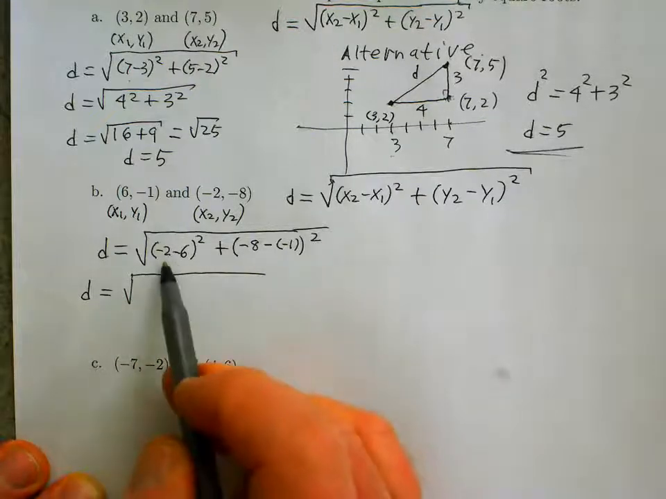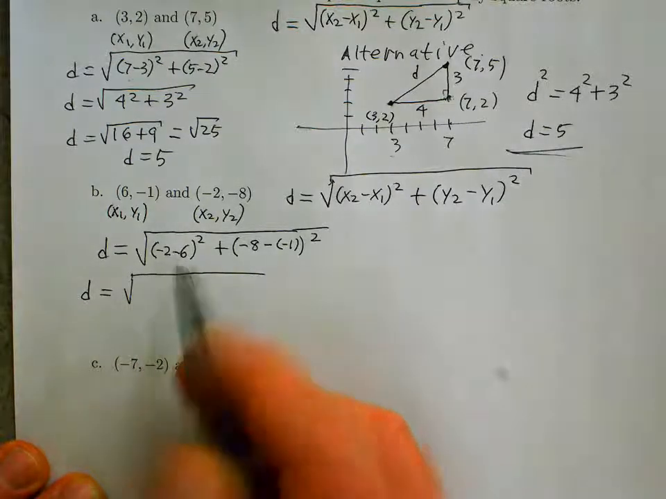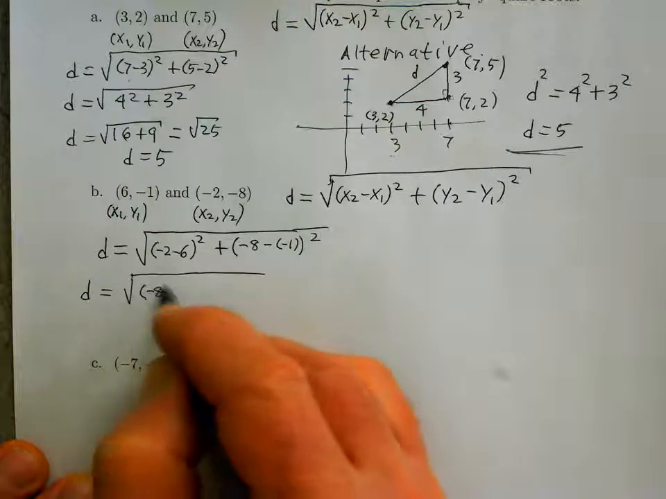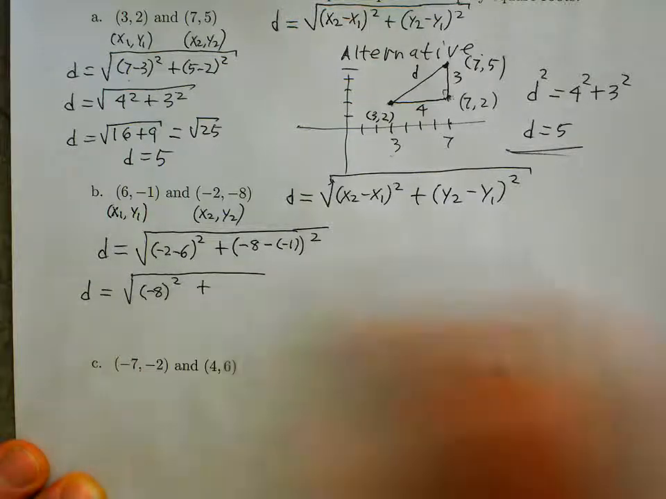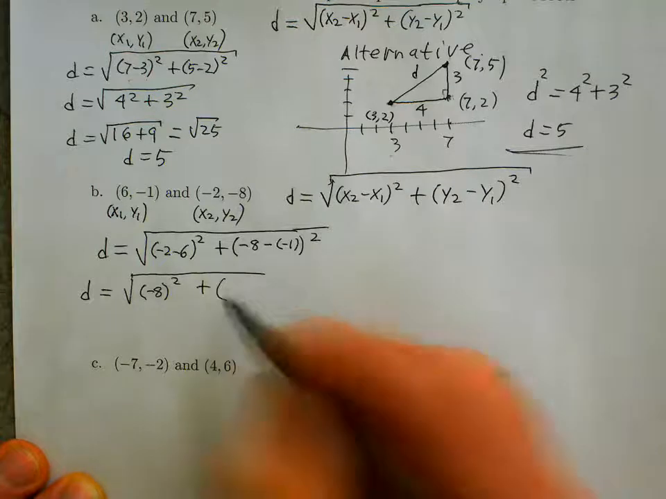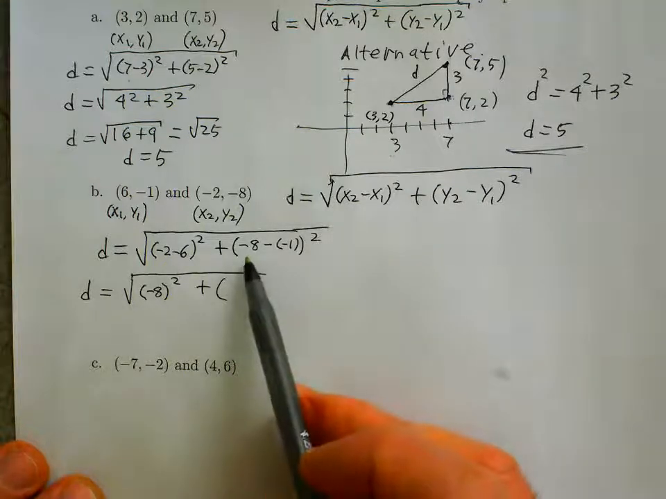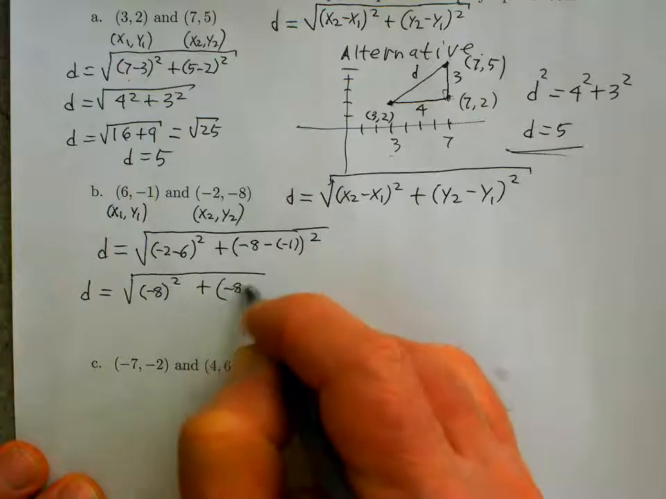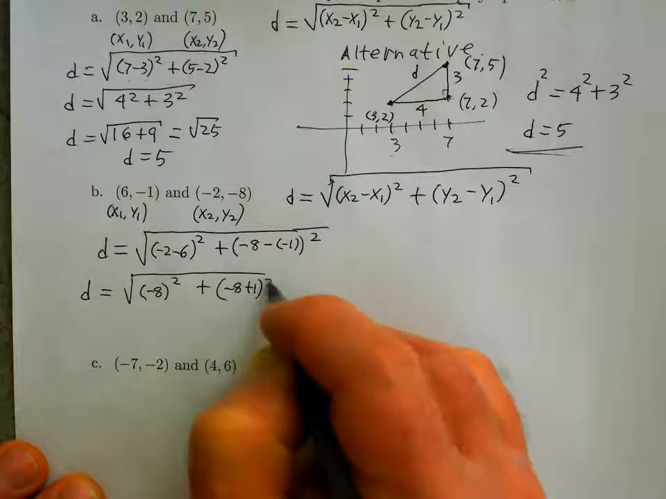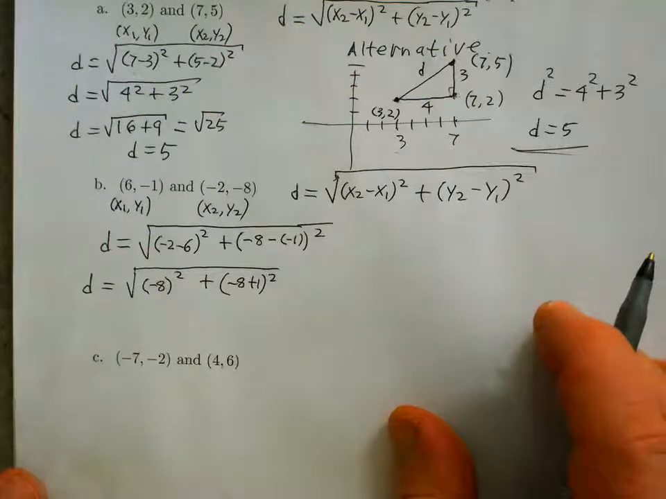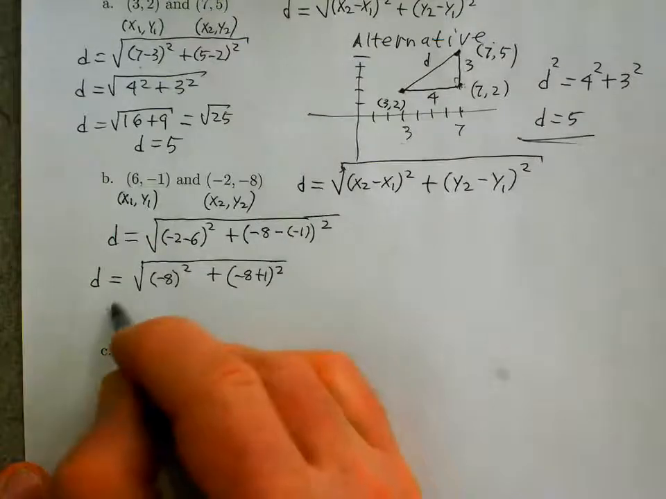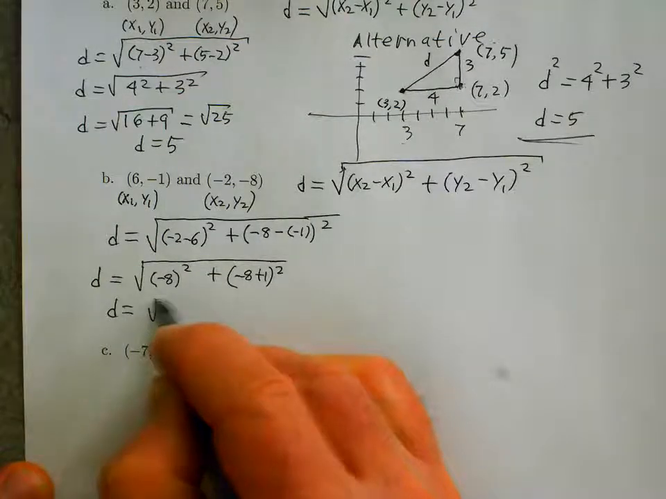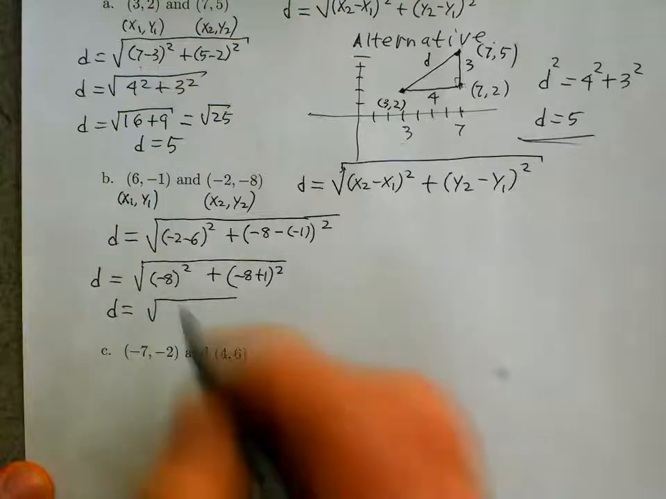So inside this set of parentheses, -2 minus 6 is -8. So we have the number -8 squared. Inside the other set of parentheses, -8 minus -1 is the same as -8 plus 1, quantity squared. When we square the number -8, we get 64.